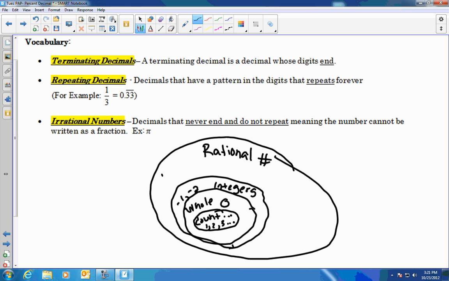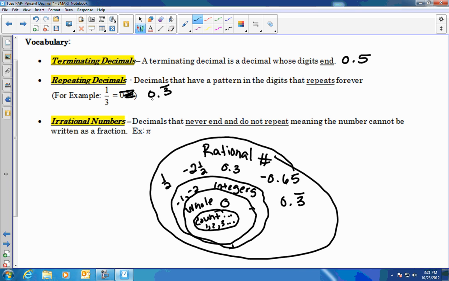And this includes fractions, negative fractions, decimals that terminate, and we'll talk about what that means in a minute, negative decimals, and also your repeating decimals. So when I say terminating decimals, I mean a decimal that ends. So those digits stop. For example, 0.5, that ends. Repeating decimals are decimals that have a pattern in the digits that repeats forever. For example, 1/3 is the same as 0, and we're going to write it like this, 0.3 repeating, and that 3 goes on forever and ever and ever.